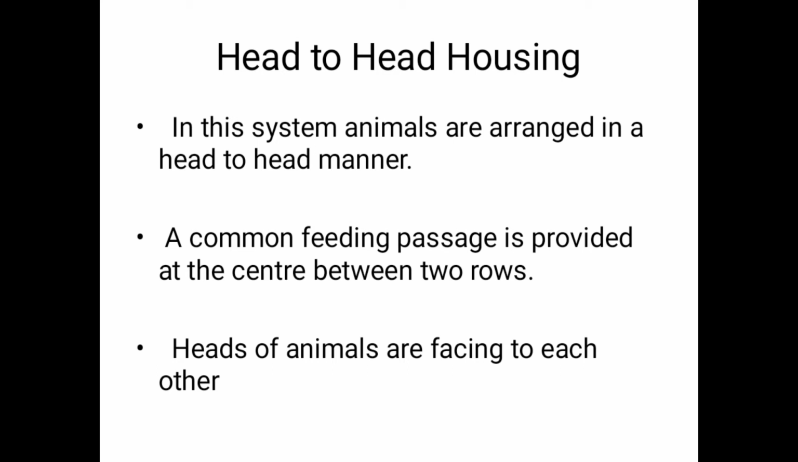In head to head housing system, the animals are arranged in a head to head manner, meaning animals from two different rows. There are two rows of animals, and animals from these two rows are arranged in such a manner that their heads are facing each other. That is called head to head system. The heads of the animals from two different rows are facing each other, and there is a common feeding passage provided at the center between two rows. As the heads are facing, the manger is common, the feeding place is common where feed is provided.